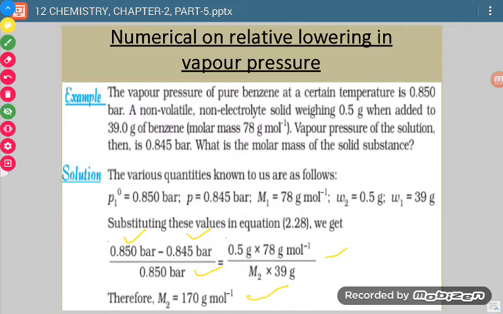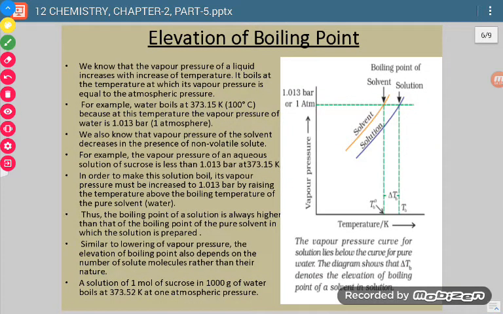Okay, now let us come to the second property, elevation of boiling point. Now see, when we are talking about boiling point, what is the definition of boiling point? The temperature at which the vapor pressure of a liquid becomes equal to atmospheric pressure. So from this definition we have to think about the increase of temperature and its relation with boiling point.